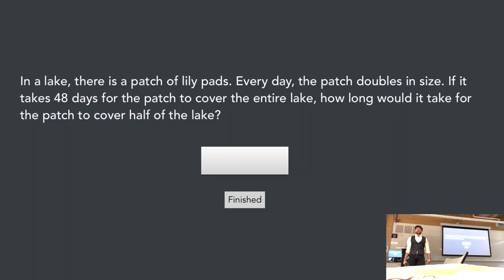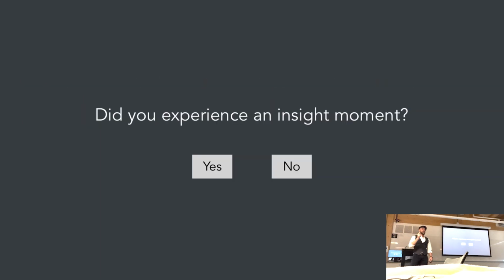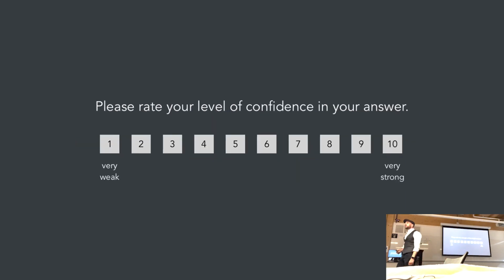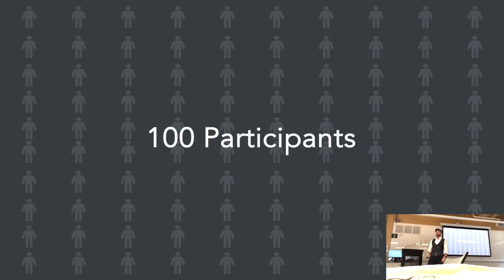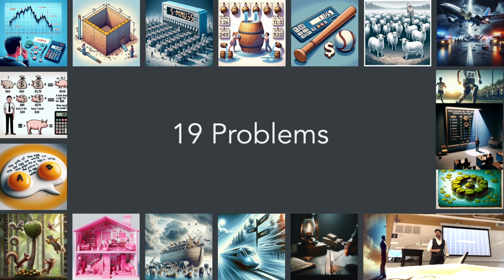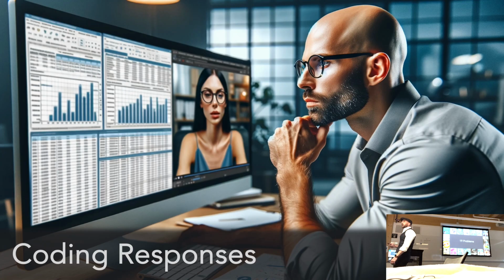So they began reading the question aloud. As soon as they finished reading the question aloud, they moved into verbalizing every thought that they had while problem solving. When they were finished, which they could decide was whenever, they typed their answer in, clicked finish, and then I asked them, did you experience an insight moment? If they did, then they rated the strength of their insight moment. We also had them rate their level of confidence in their answer, and I did this with 100 participants. Each participant saw 19 cognitive reflection problems. And then what I had to do was go back and watch 1,900 individual recorded responses and say something about that.